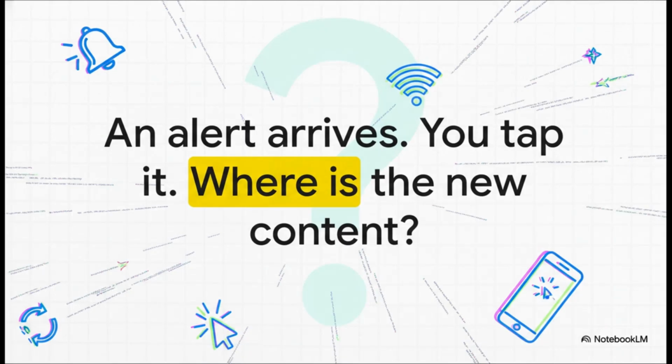So your phone buzzes. You see that alert pop up. A new message, an update, something. You tap it, the app springs to life, and it's empty. Where's the new stuff? It feels like it's broken, but there's actually a really interesting reason for this.